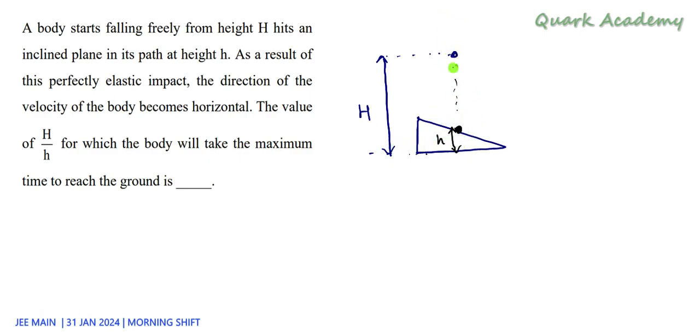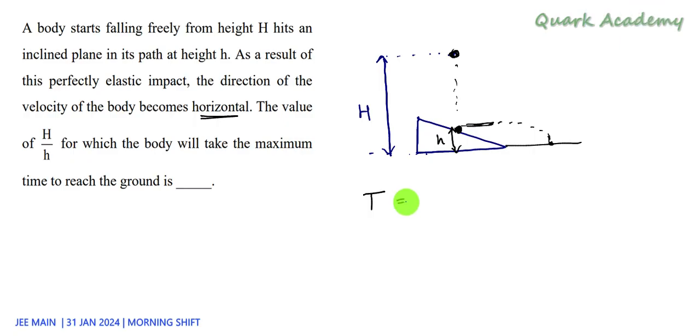So it is coming, it is hitting here, then it becomes horizontal. Its velocity becomes completely horizontal. Okay, then if you see its motion, it is going to be a projectile motion kind of thing. It will hit the ground. So overall, from where it is dropped and where it is hitting the ground, it is taking time t. So in order to maximize this time to reach the ground, what is the value of this capital H by small h? That's what we need to find.